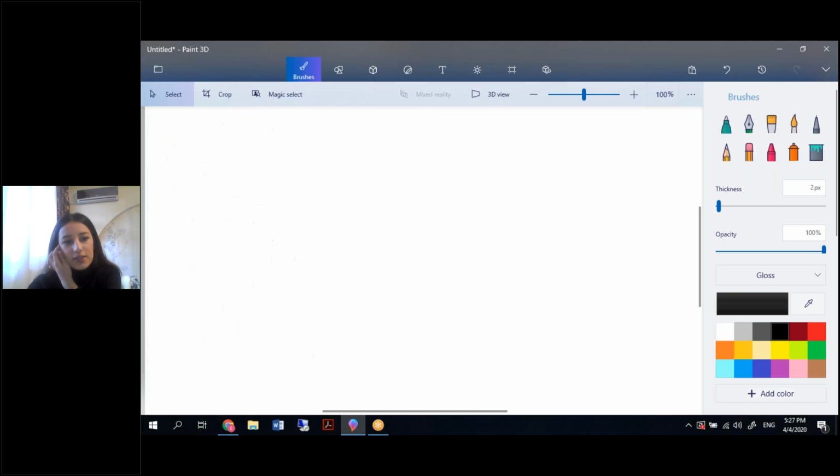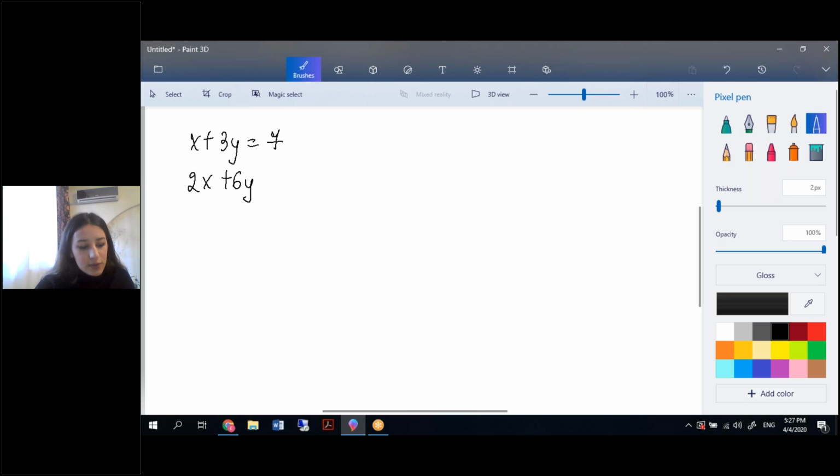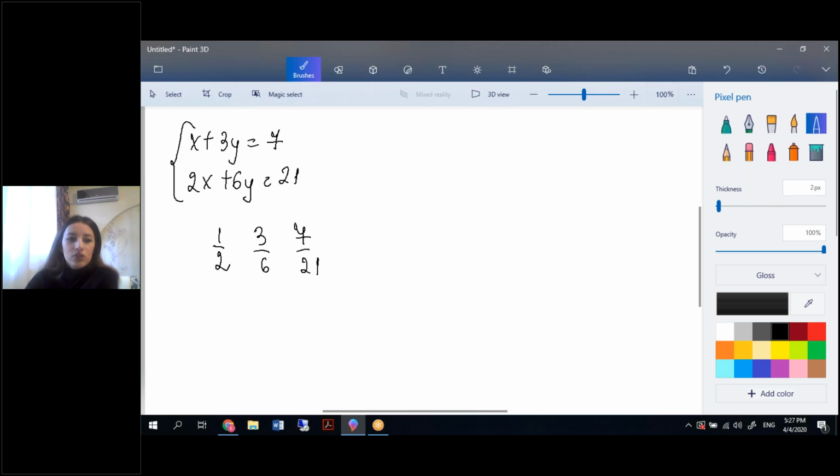Now let's discuss the second example. For example, we have x plus 3y equals 7 and 2x plus 6y equals 21. Taking the coefficients, we get 1 over 2, 3 over 6, and 7 over 21. We can see that 1 over 2 equals 3 over 6, because if we simplify it, we get 1 over 2. But 1 over 2 does not equal 7 over 21, because if we simplify this, we get 1 over 3.